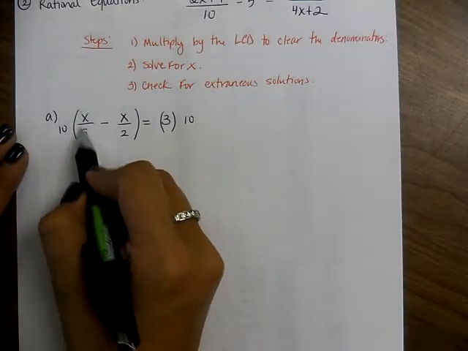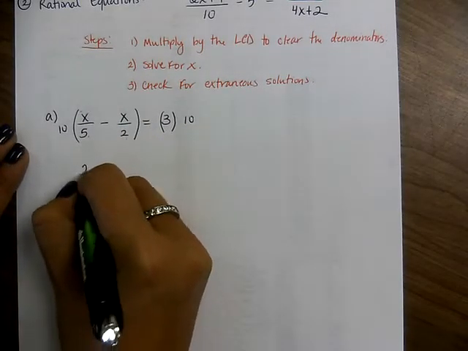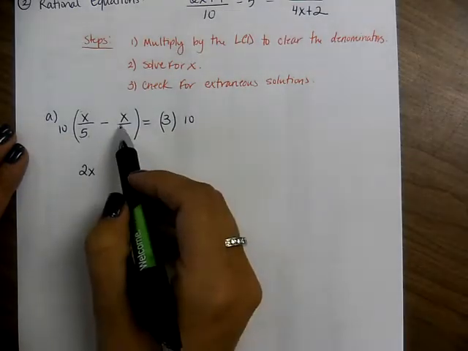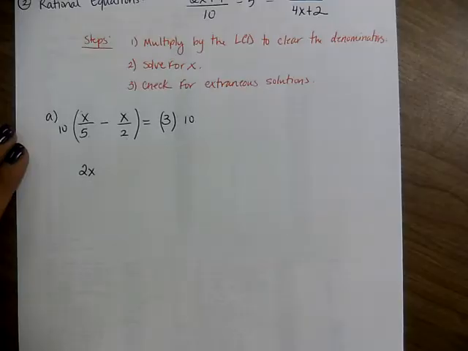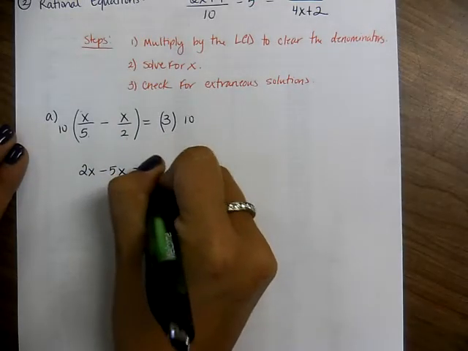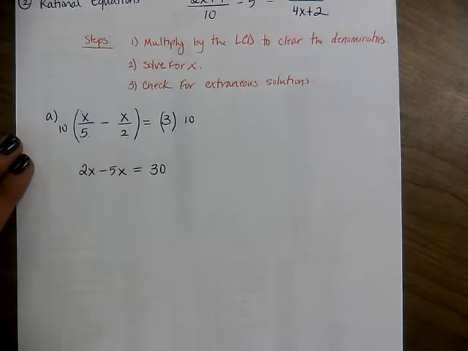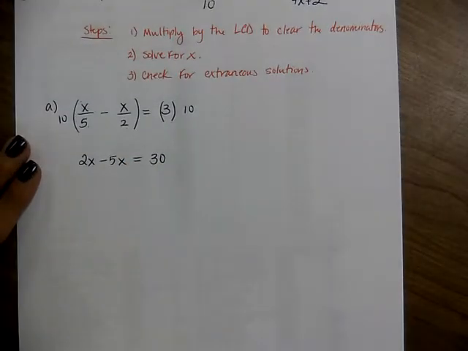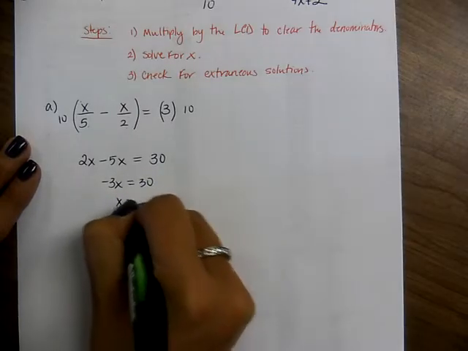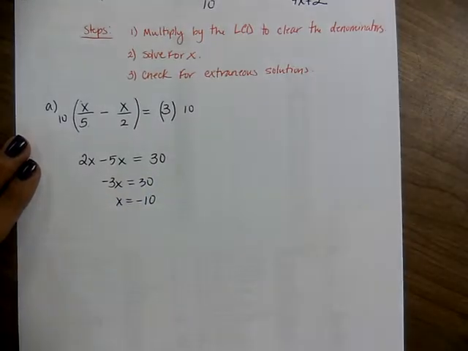So what I get here is 10x over 5. That simplifies to 2x. On my next term, I get negative 10x over 2, so that simplifies to minus 5x, which is equal to 30. Combine like terms. Divide by negative 3. x is negative 10.